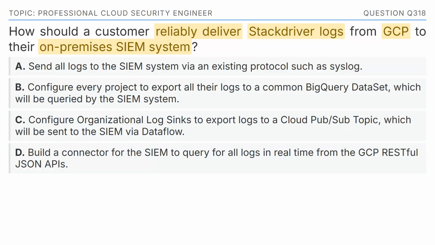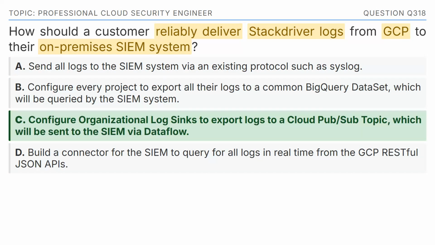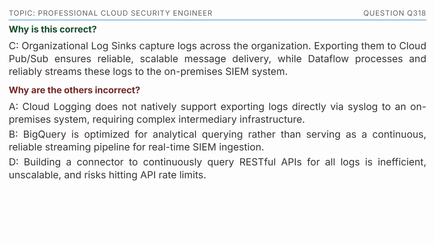To arrive at the correct answer, we focus on the keywords: reliably deliver, Stackdriver logs, GCP, on-premises CM system. The correct answer is option C. Configure organizational log sinks to export logs to a Cloud Pub/Sub topic, which will be sent to the CM via Dataflow. Why is this correct? C.